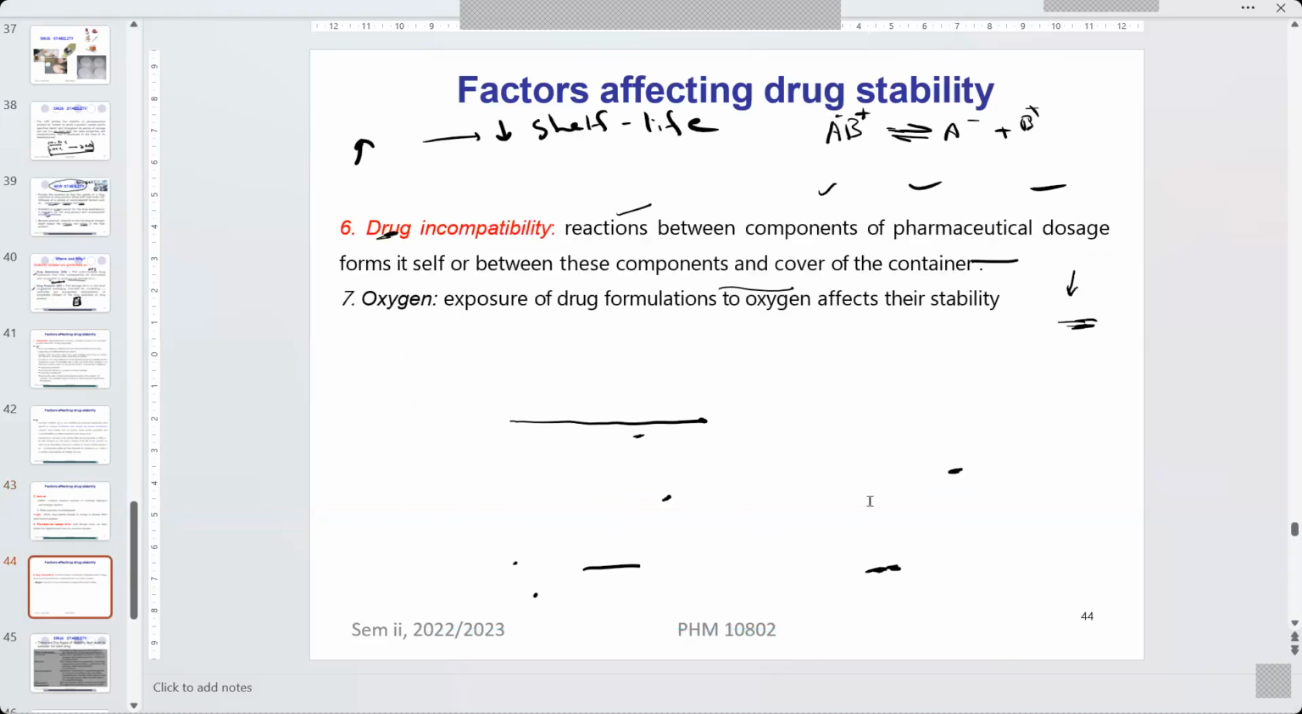The next thing is drug incompatibility. The drug may react with the excipient in the formulation or may interact with the package material itself. So we have to study this to improve drug stability. Last thing is exposure to oxygen, which may affect drug stability. Some drugs may be oxidized easily in air. So we have to protect them from air, or we have to add some antioxidants in the mixture so that they prevent oxidation.